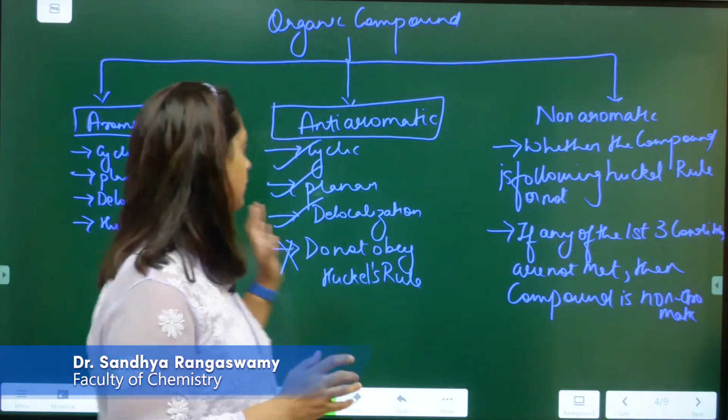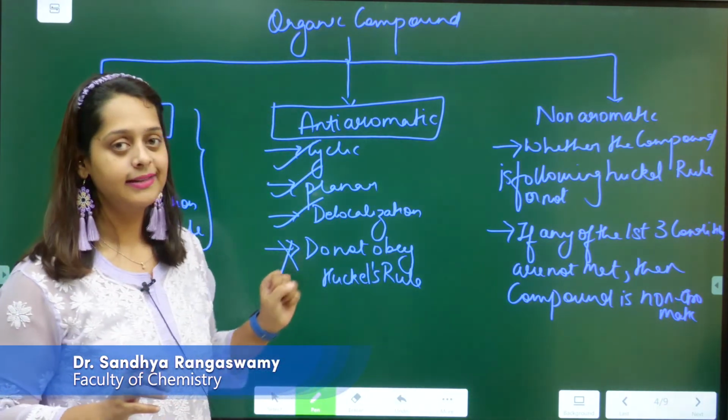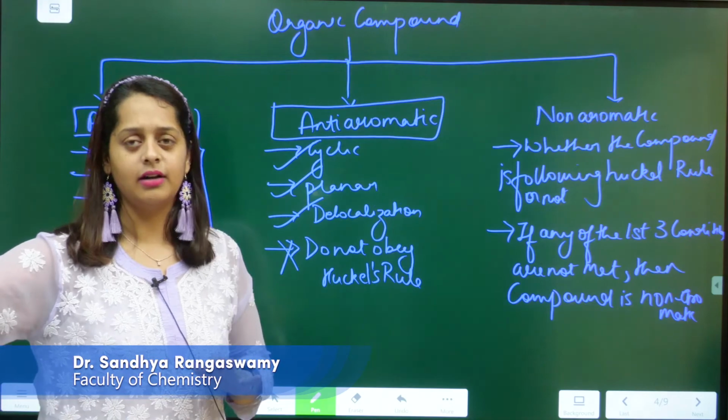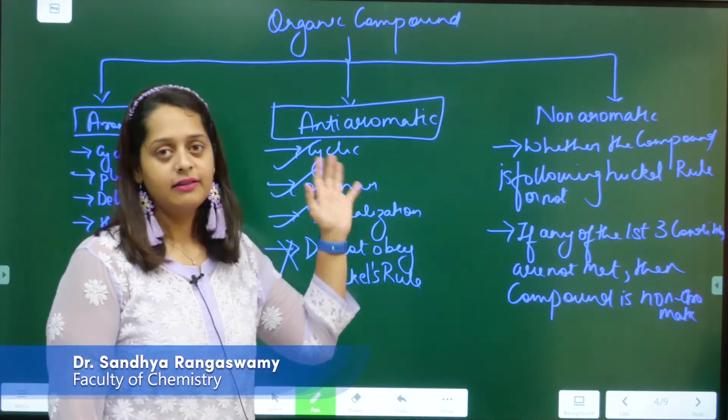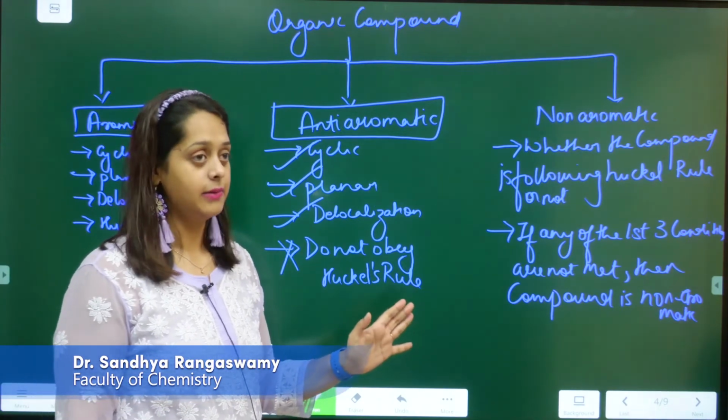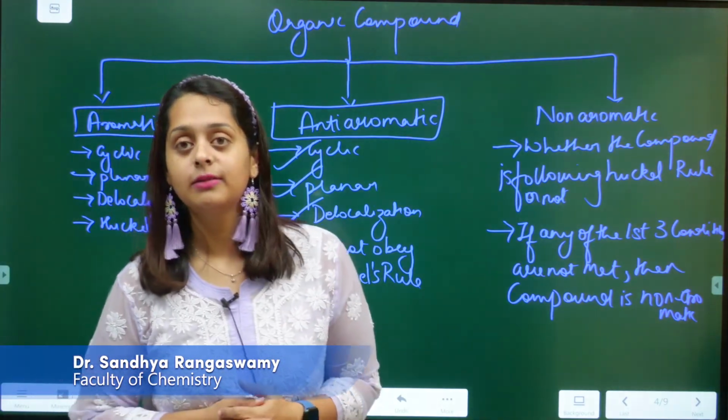What are the rules to be followed? Very well known. 4 rules to be followed for aromaticity. Anti-aromaticity deviates from Huckel's rule. That's it. It deviates from Huckel's rule. Apart from that, the rest of it is followed. Then it's anti-aromatic. So what kinds of questions are actually expected?